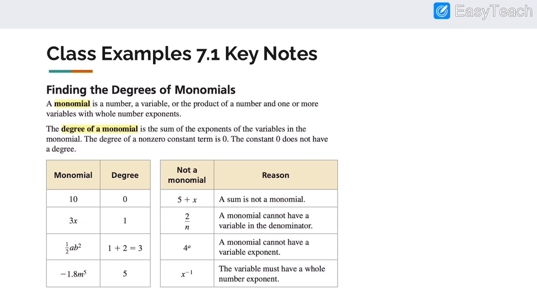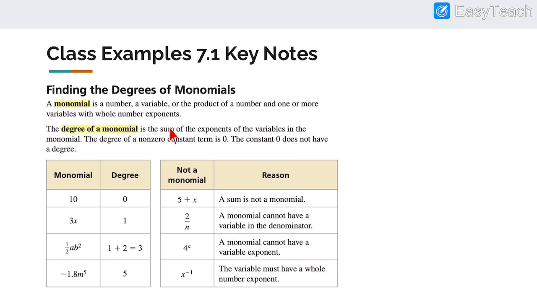So these are all examples of monomials because they are singular pieces. They might be multiplied together, like 3 times x, but they're not divided, and they're not added or subtracted. They're just monomials, so they're one-part things. Each of these is an example of a monomial because it's one piece of a polynomial.